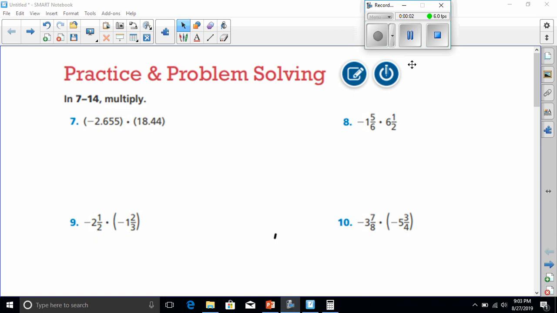Right, good evening, everybody. Today we're going to be doing practice and problem solving for multiplying rational numbers. I'm going to take the odd numbers and you guys will have the even ones. We're going to start with number 7.